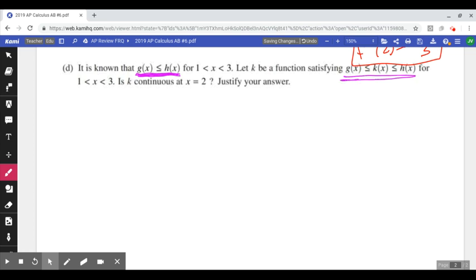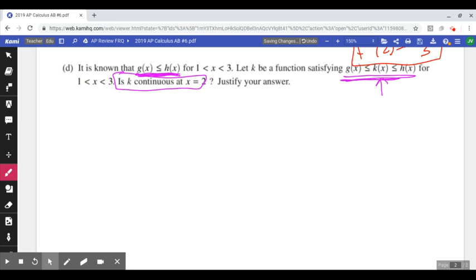So we know that g is less than or equal to k, which is less than or equal to h over that interval. K, and the question here is, is k continuous at x is equal to 2? So that's our question, and we want to justify a response here. Now, if we think about it, k right over here is being squeezed in between g and h.